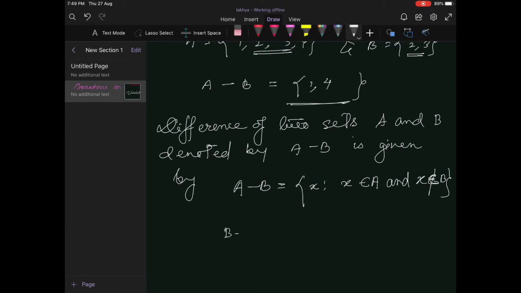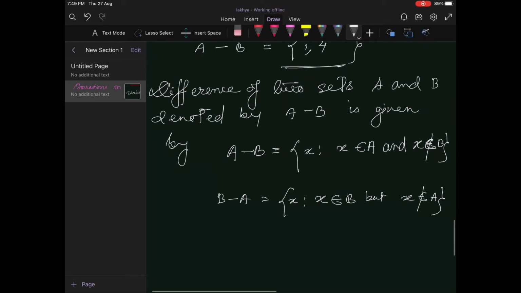Similarly, if you find B difference A, then it is the set of X such that X belongs to B, but X doesn't belong to set A. So that is what the difference of two sets is. I hope you have understood this difference of two sets.